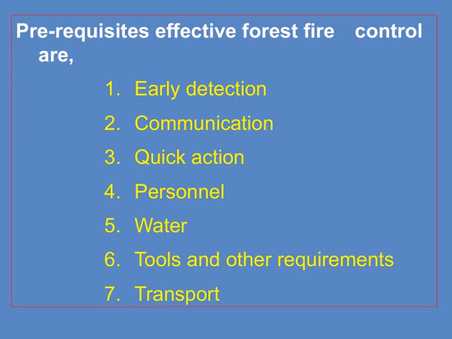Let's talk about the key prerequisites for effective forest fire control. First, early detection is absolutely crucial. Catching a fire early can make all the difference in containment and safety. Next, communication plays a vital role. Quick, clear communication ensures that everyone involved is on the same page and can respond promptly. Quick action is essential. The faster we respond, the better our chances of controlling the fire before it spreads uncontrollably.